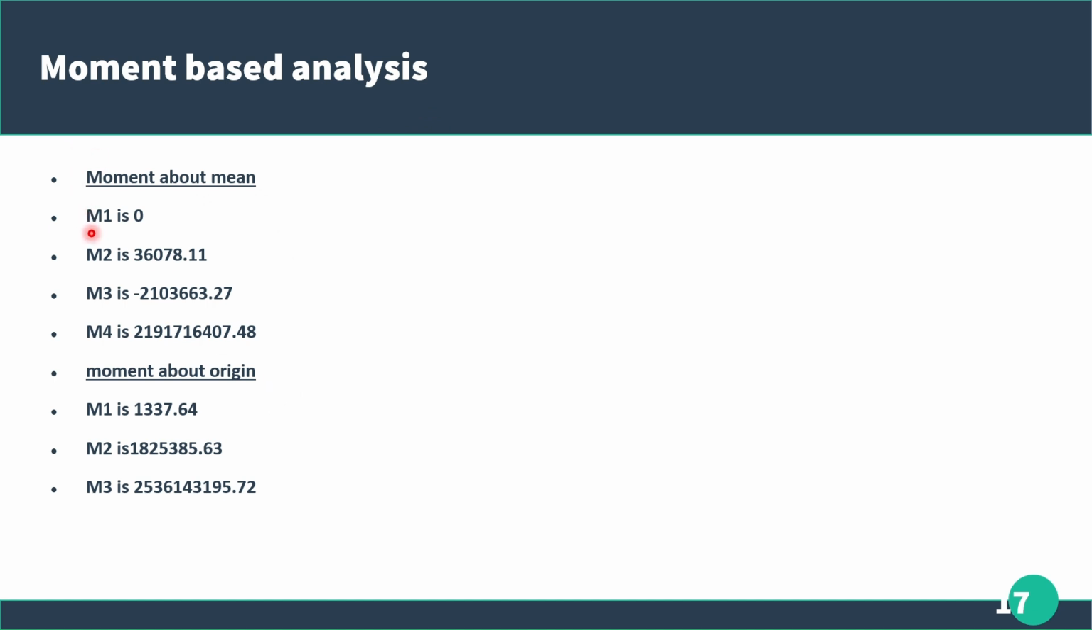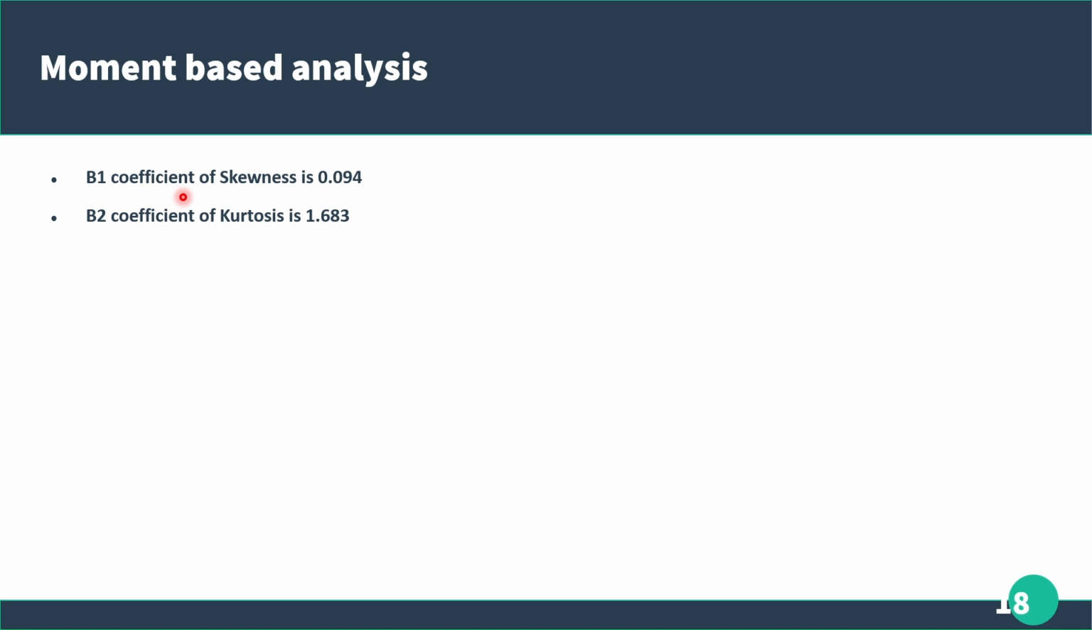Moment about the mean, M1, is always 0 because it is defined that way. These are the moments about the mean and the moments about the origin. Beta 1, as we know, is the coefficient of skewness, which is minus 0.094, and beta 2 is the coefficient of kurtosis, which is 1.683.